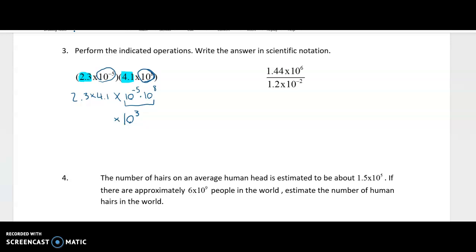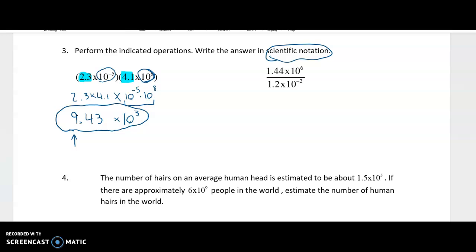And if I need to, I can use my calculator to multiply 2.3 times 4.1. And I'll get 9.43. So my answer in scientific notation is 9.43 times 10 to the third. And that works because I have a number from 1 to 9 plus the decimal part, right? Times 10 to the third. So that fits my criteria as scientific notation.